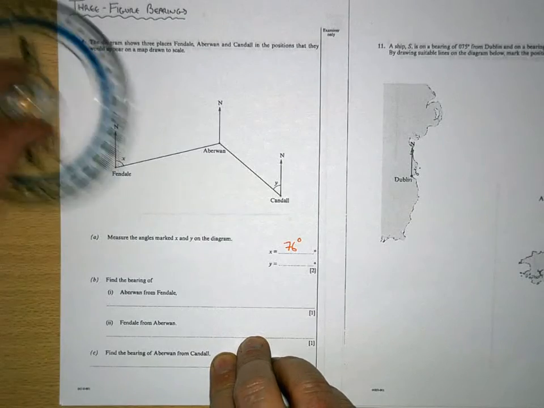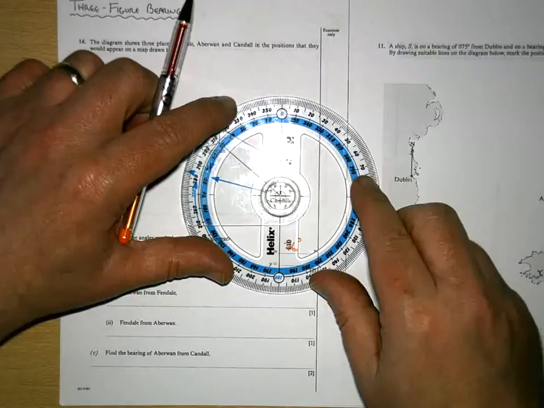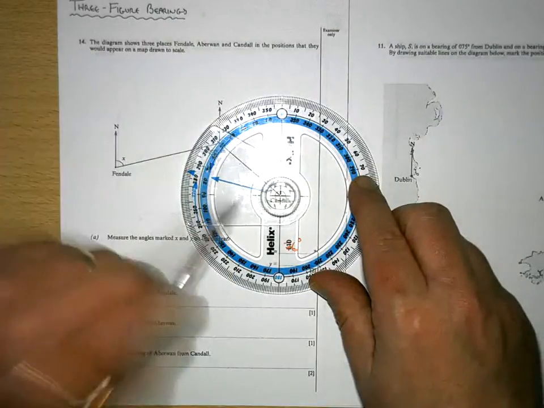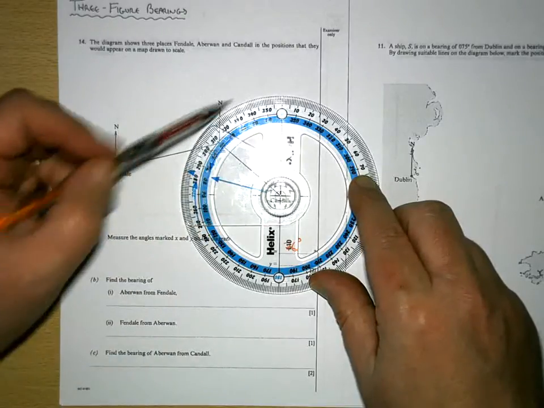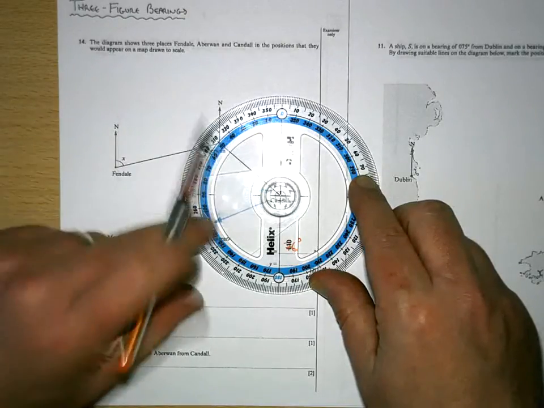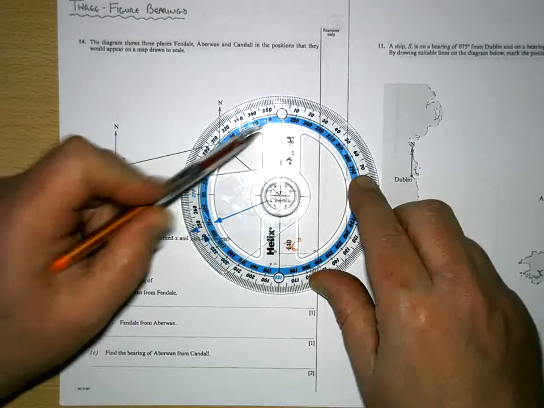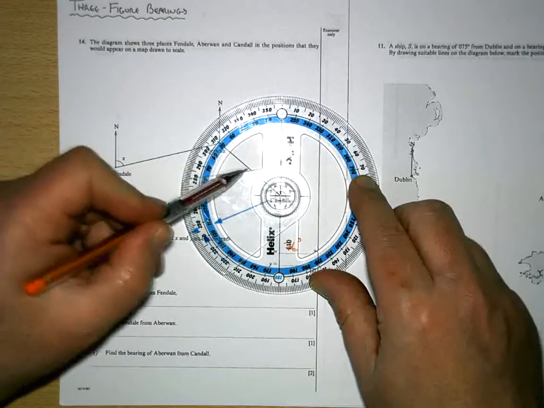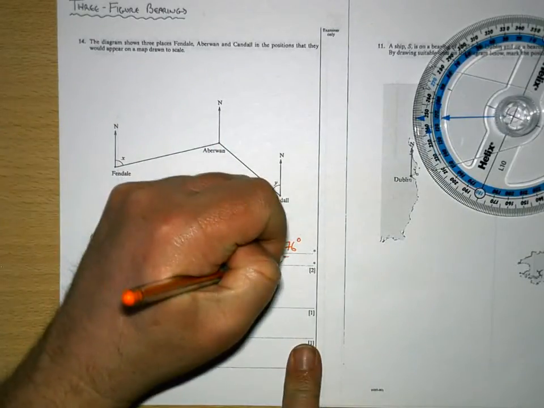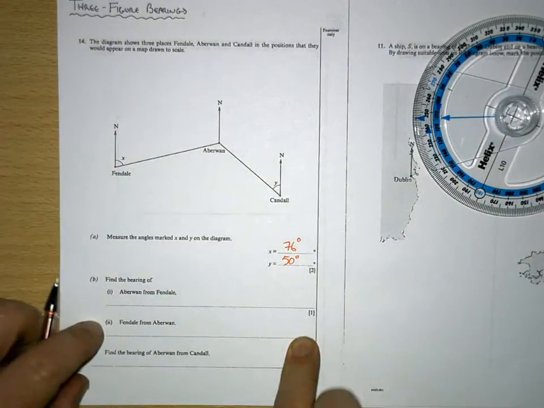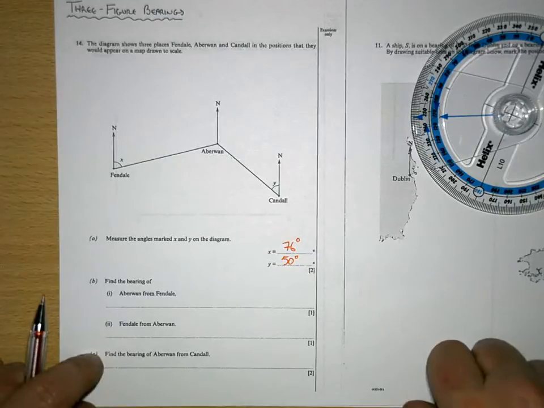And then the angle marked Y, again, move the protractor so the center is on the point and north is 0. And this time, in order to measure this angle, you need to be moving along the inside scale. So that particular angle is going to be 50 degrees. Those are just the angles they're asking you to measure there. You don't have to actually work out any bearings.